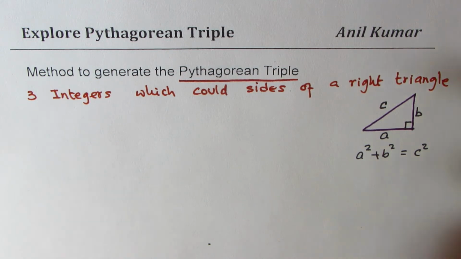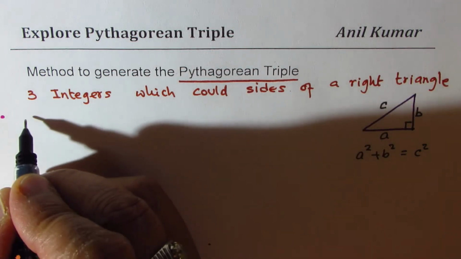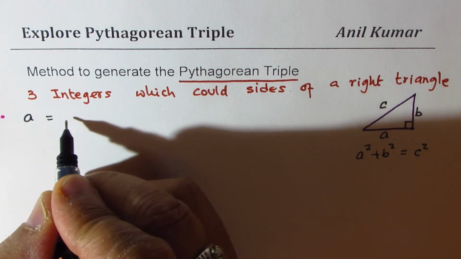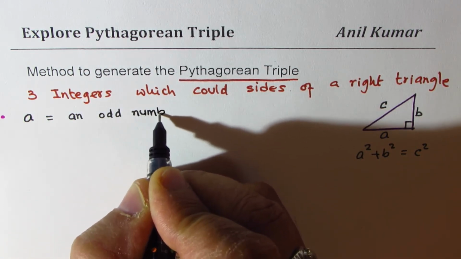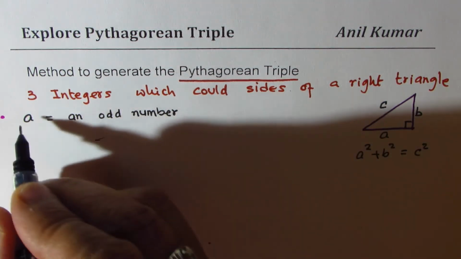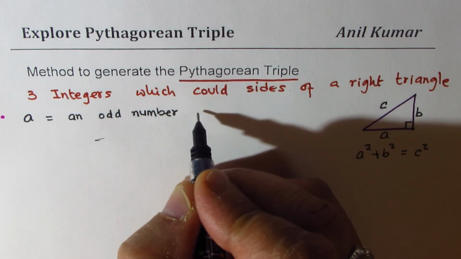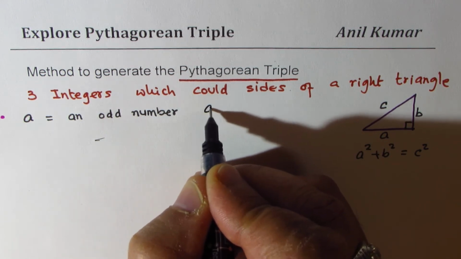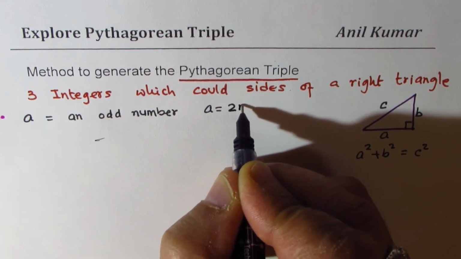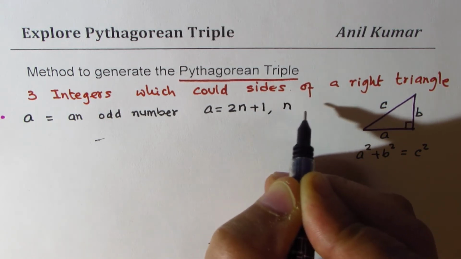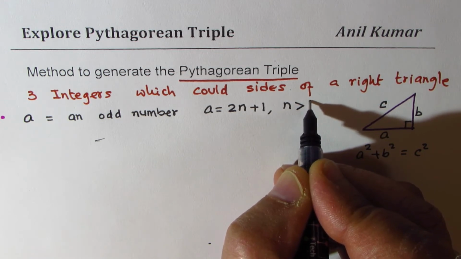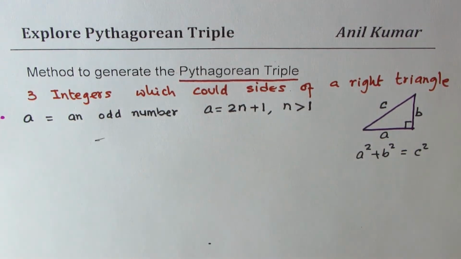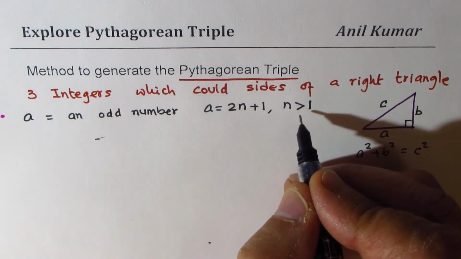Here are some easy steps to follow. First, let's begin with number A. A is an odd number. You could take any odd number greater than 1. For example, you could give A the value of twice a number n plus 1, where n is greater than, let's say, 1. It could be greater than 0 also. Anyway, let's say n is greater than or equal to 1.